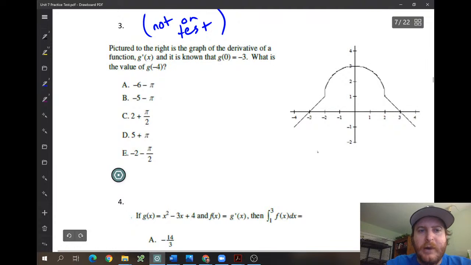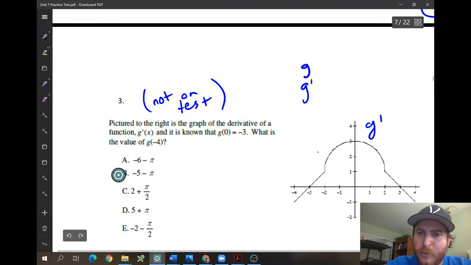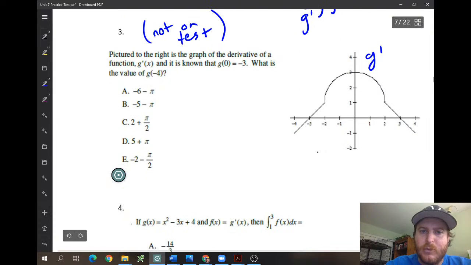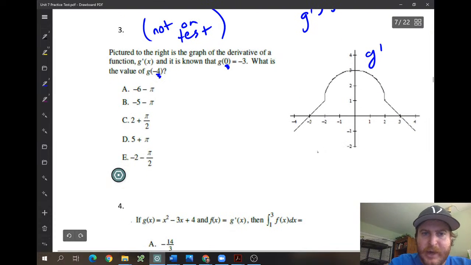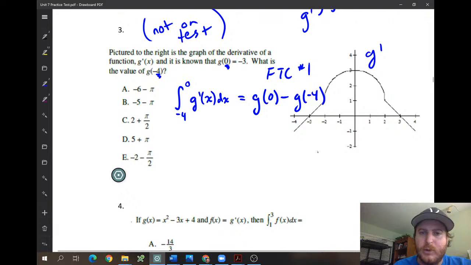So we have this fundamental theorem of calculus from last semester where basically we know this is the graph of g prime. How would I get g prime back to g? I would take the integral, right? And so the endpoints that I would want would be 0 and -4. So I would say from -4 to 0 of g prime of x dx, this would equal g of 0 minus g of -4. Again, this is last semester, so it might be a bonus. And this was the FTC part 1. To get this part, this is the area under the curve.